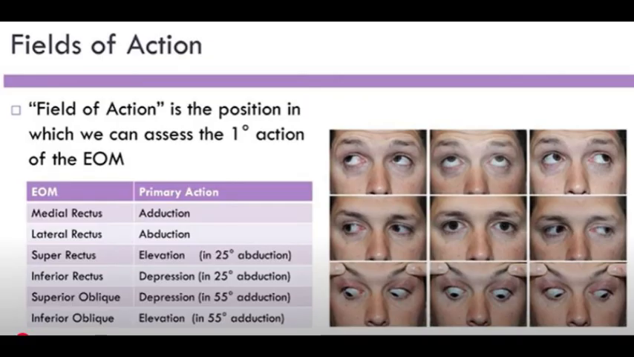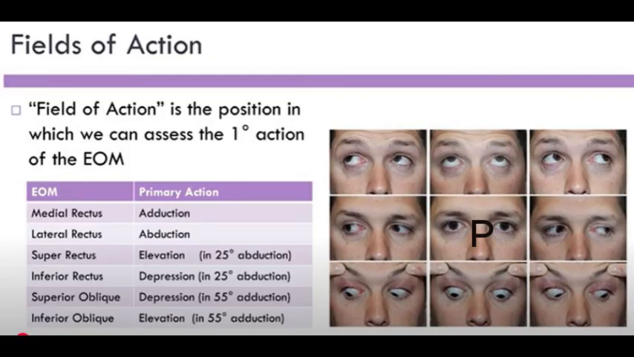So, as mentioned there, the field of action is the position in which we can actually assess the primary action of the extraocular muscle. Now, if you take a look at this, you can see about 9 pictures in here. We have the eye in its primary position, and usually what I use to recall this is by dividing this chart into what I call the 9 cardinal points.